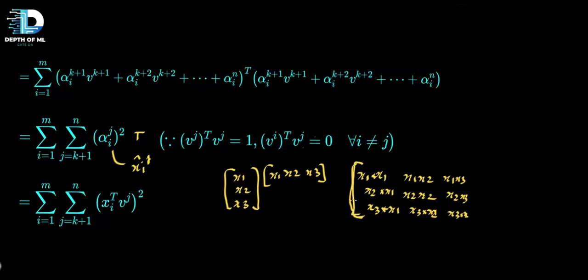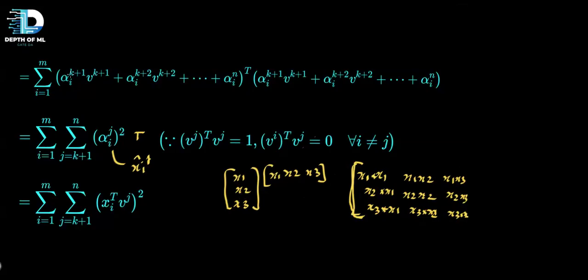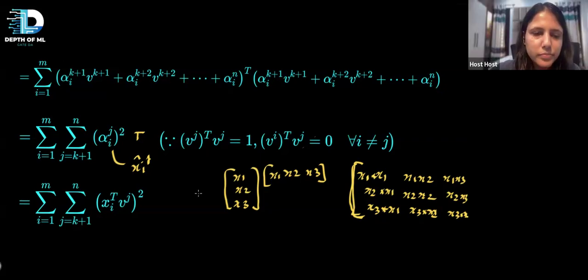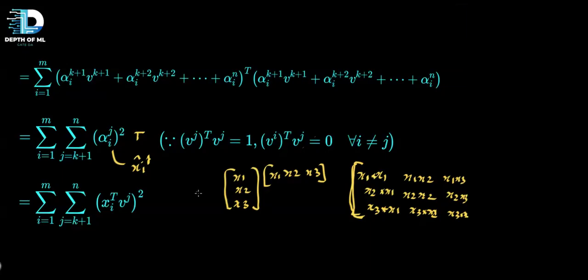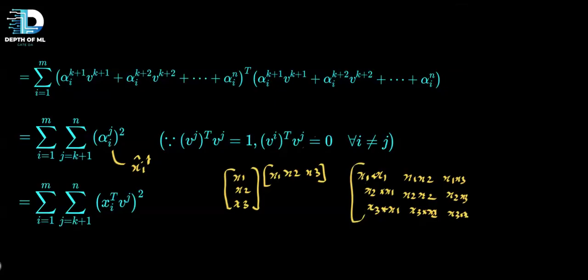Ma'am, but vk plus 1, that is an orthonormal vector of size n. When we are taking the transpose, it is of size n cross 1, and on the right hand side vk plus 1 is of size 1 cross n. Correct. Again, when you are multiplying the transpose with the normal one, you are getting 1 only. So an identity matrix is not coming. I think we need to figure this out. Let me think for 2 minutes, okay? Yes, ma'am. Let me just pause the recording.